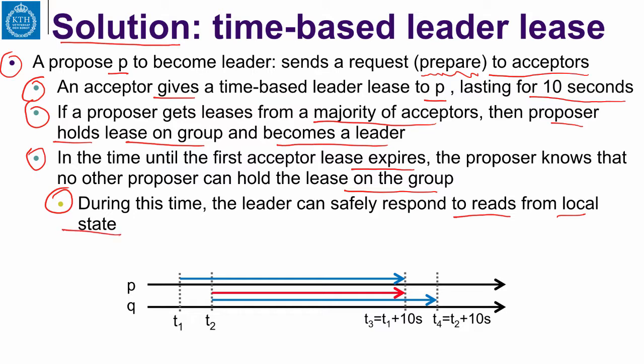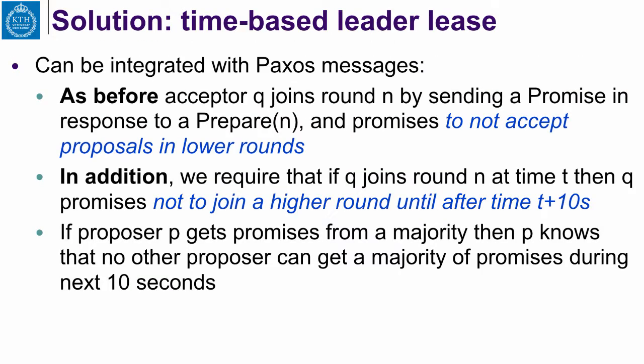So here is the situation. P wants to become a leader. He sends a prepare message to an acceptor. The acceptor receives this message here. And in this case, he says, okay, leader, I'll give you 10 seconds to become a leader. And we will see exactly how this happens, but the leader then becomes a leader for 10 seconds. And if he wants to continue to be a leader, he has to renew the lease with the set of acceptors.